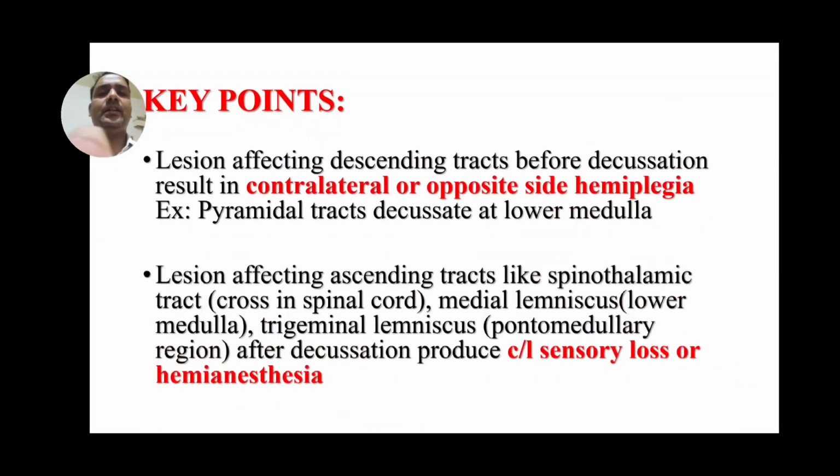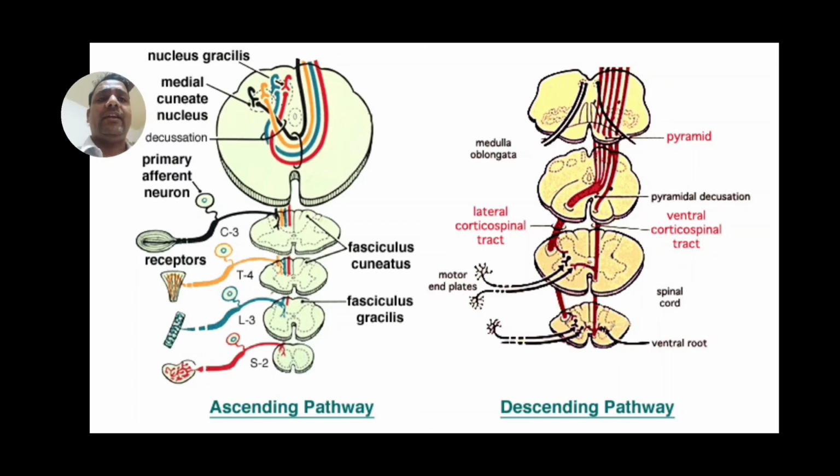So a lesion affecting the descending tracts before the decussation results in contralateral, opposite side hemiplegia. For example, pyramidal tracts, which cross at the level of pyramidal decussation in the lower medulla, will result in contralateral hemiplegia. Lesions affecting the sensory tracts like the spinothalamic tract, which crosses at the level of the spinal cord, the medial lemniscus, which crosses at the level of the lower medulla, and the trigeminal lemniscus, which crosses in the pontomedullary region, produce opposite or contralateral hemianesthesia. So you can see in the figure here how these different tracts cross.